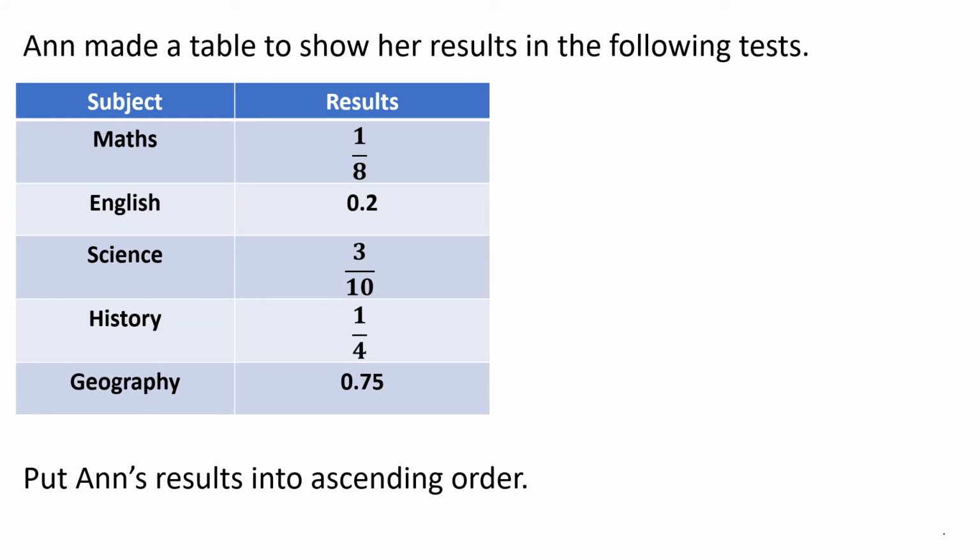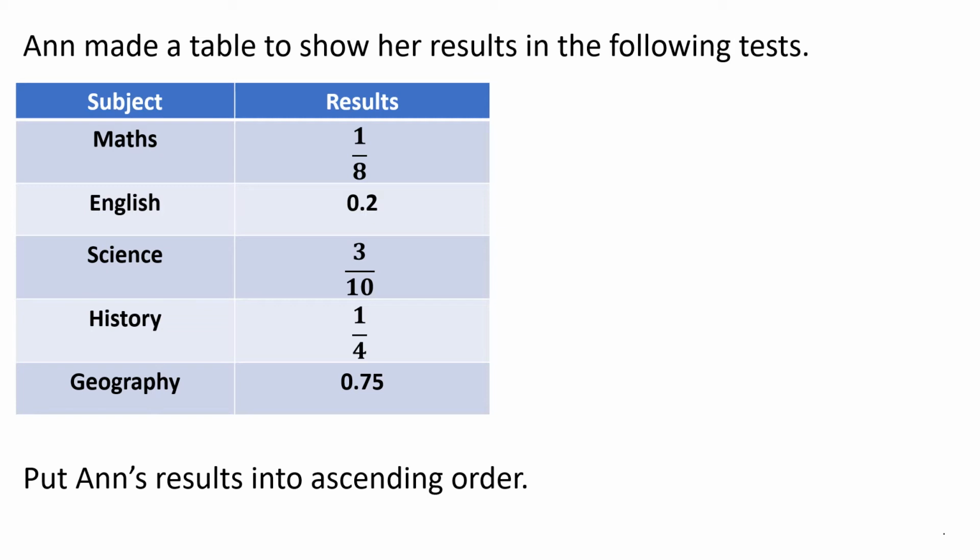So our next question, same as our previous, we've got Anne's results for her tests, and we need to put them into ascending order. Haven't got all fractions this time, we've actually got fractions and decimals, so the first thing we need to do is make them all the same, so they either need to all be decimals, or all be fractions. Choice is up to you, but in this example I'm going to change them all into fractions. If you're uncertain how to change decimals into fractions, you might need to go back to our previous equivalency video just to double check, so make sure you know what you're doing.